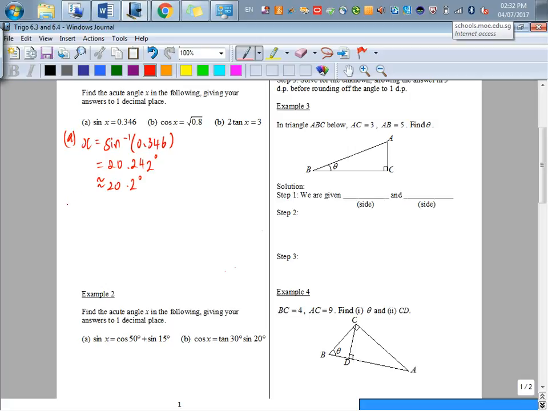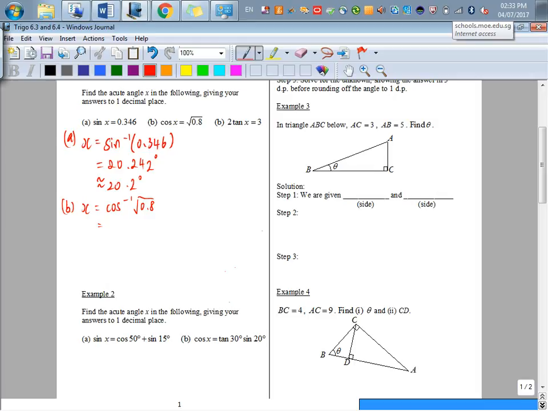Okay, so part B. X equals cosine inverse square root 0.8. So in this case, I chose not to write the brackets, which is telling you that it's okay. You don't write the bracket, I know that you are referring to this cosine inverse square root 0.8. Nothing else. Okay, only the first term will be considered for this cosine inverse. Okay, so let's see what we get.